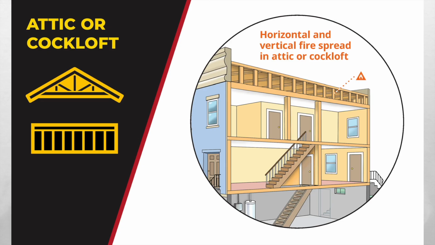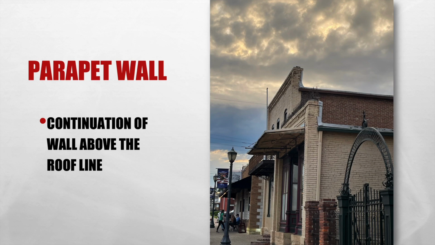So just so we understand the difference between an attic or a caulk loft, a lot of times attics are much bigger than caulk lofts. Some people actually convert them into living spaces, whereas a caulk loft is a much smaller area and you wouldn't be able to convert that to a living space just due to its small size. A parapet wall. It is a continuation of a wall above the roof line.